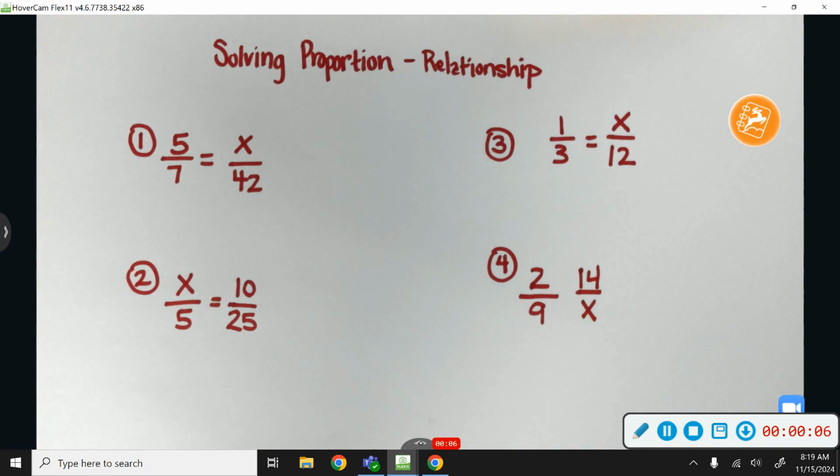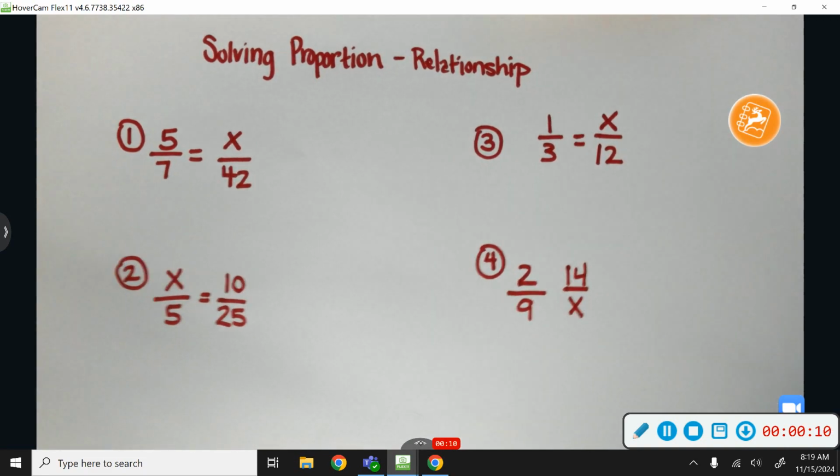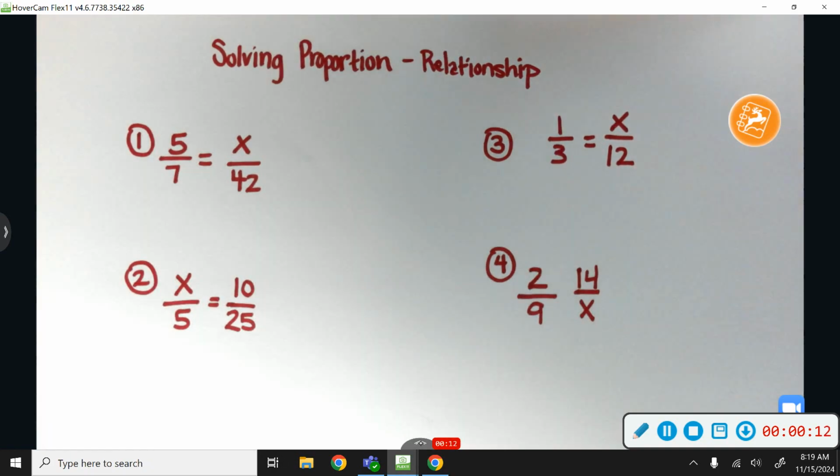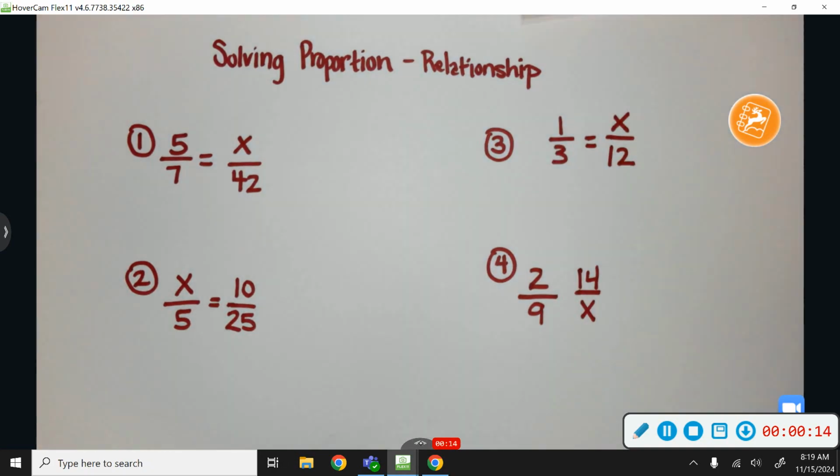Okay, so today we're going to look at how to solve proportions. This one is only going to be about how to solve proportions using a relationship. Basically, a relationship is where they share the same multiplier or the same scale factor. Remember that it can be either horizontal or vertical, depending on where the relationship is. Let's look at a few together, and then I'll leave you a few to try by yourself.